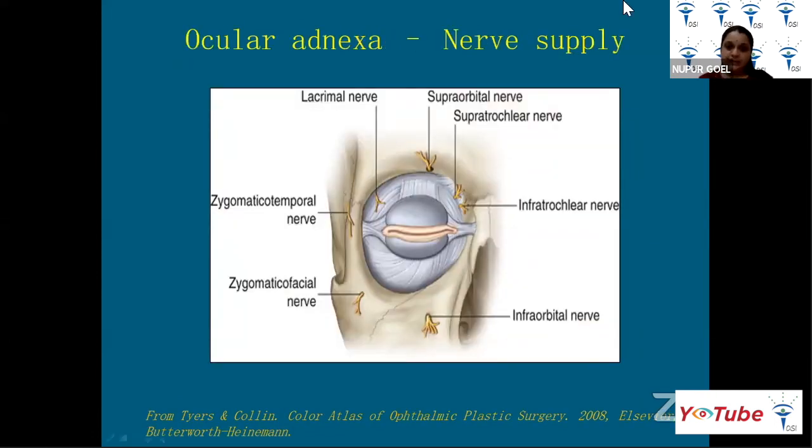Then again, you must be aware of the nerve supply. The supraorbital nerve, supratrochlear nerve, and the infratrochlear nerve supply the superior aspect. The infraorbital nerve supplies the middle inferior part. The zygomaticofacial nerve and the zygomaticotemporal nerve supply the lateral aspect.